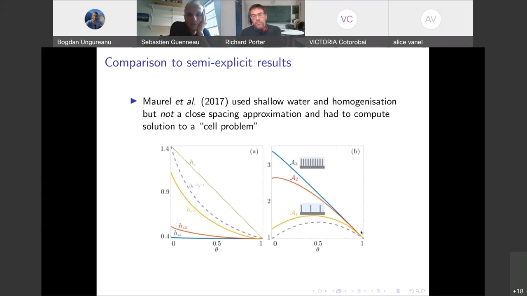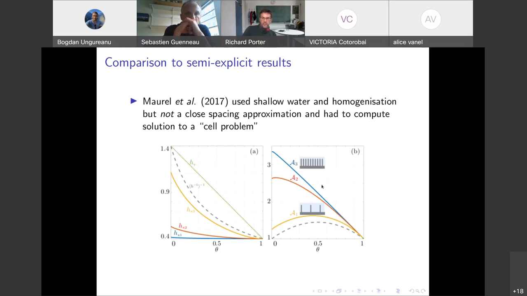As I said, there has been work done on this before, and so it was kind of interesting to look at how this compared with what other people had done. So this is a diagram taken from a paper of Agnes Maurel and others in, I can't remember who all of the authors were, in 2017. And again, they looked at the shallow water approximation, but they didn't make the narrow spacing approximation on top that we've made here. So that when they homogenized, they had to solve one of these cell problems that I talked about before. So they needed to solve a potential flow problem in a single cell. Okay, so it's not difficult, but it was semi-explicit rather than the explicit prescription for those two diagonal elements of the tensor that I had before.